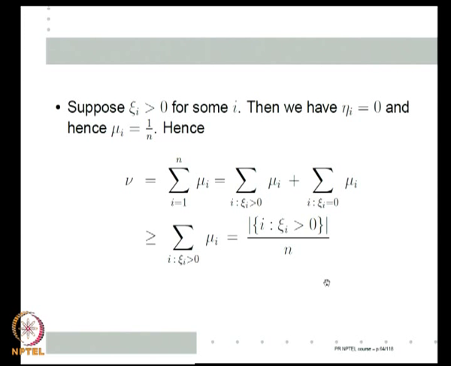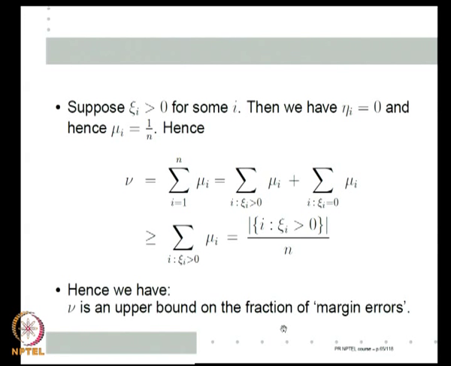What does j I greater than 0 mean? On that particular example x I y I, there is a margin error, that is I do not have as much margin as I want. j i's are slack variables, j I will be greater than 0 only if I am making an error on the corresponding x I y I. So, this numerator here is nothing but the number of examples on which I made error, right. So, what we have is that nu is greater than or equal to the fraction of margin errors.